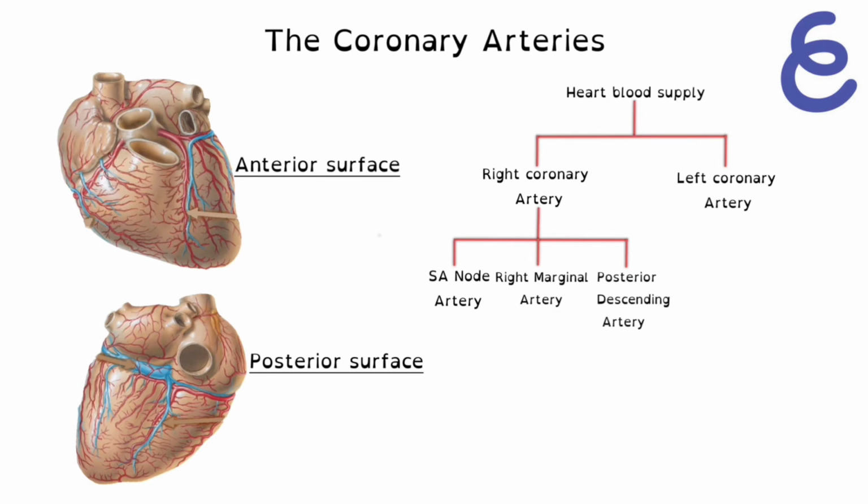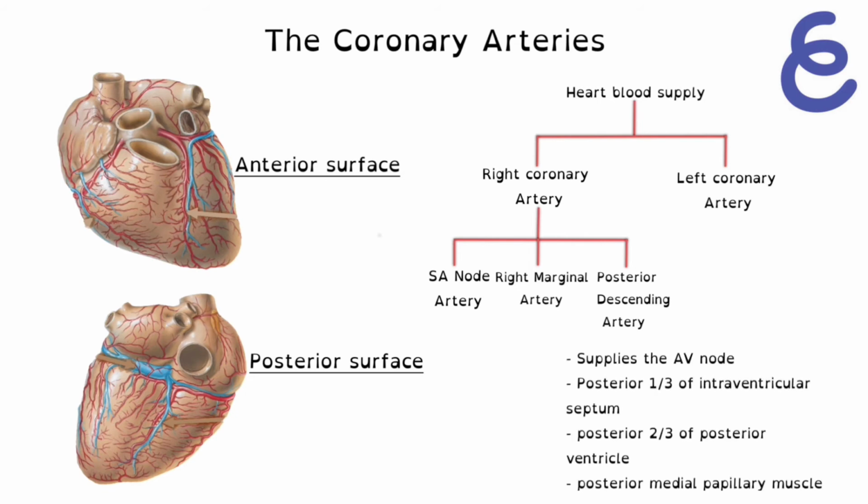I will spend some time talking about the posterior descending artery. This is going to be very, very important, so you want to know the high yield facts regarding this artery. Regardless of whether the patient is going to be right heart dominant, left heart dominant, or co-dominant, the posterior descending artery is going to supply the AV node, the posterior 1/3 of the interventricular septum, posterior 2/3 of the posterior ventricle, and the posterior medial papillary muscle.